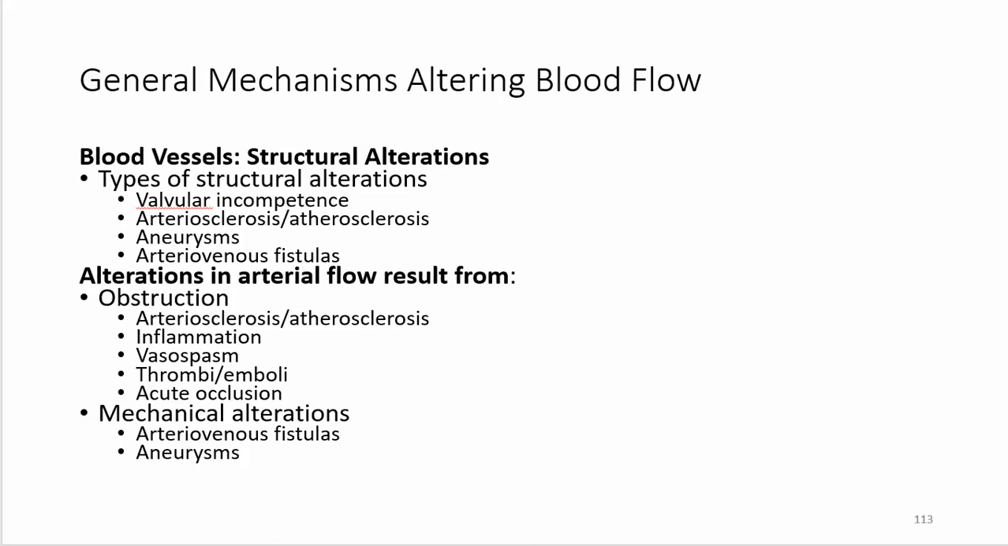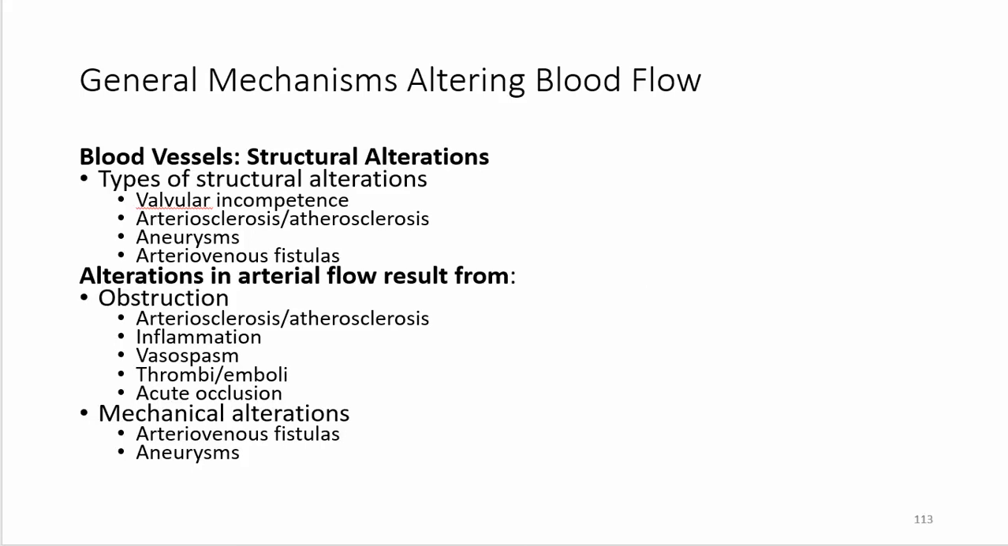Arteriovenous fistulas, where the arteries and the veins form an anastomosis inappropriately, and flow will happen from the artery into the vein along the pressure gradient without the intervening capillaries, and so that can severely alter blood flow and pathways of flow and things like that.